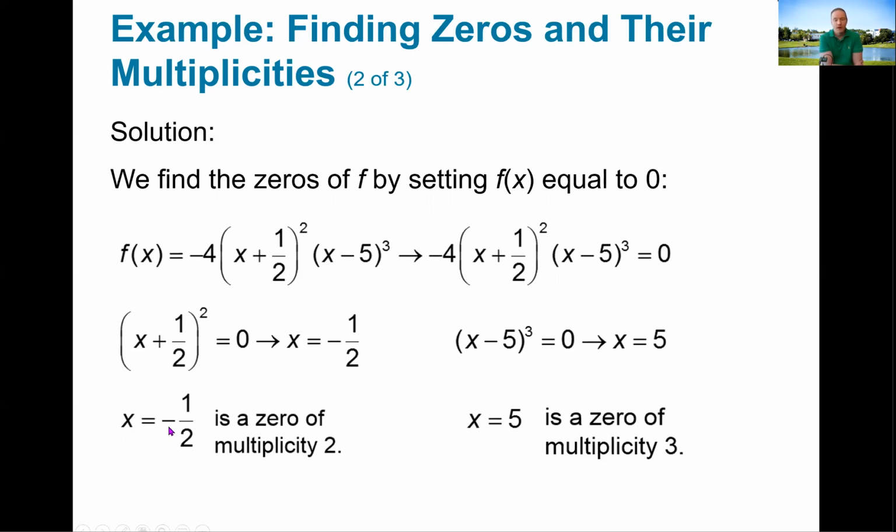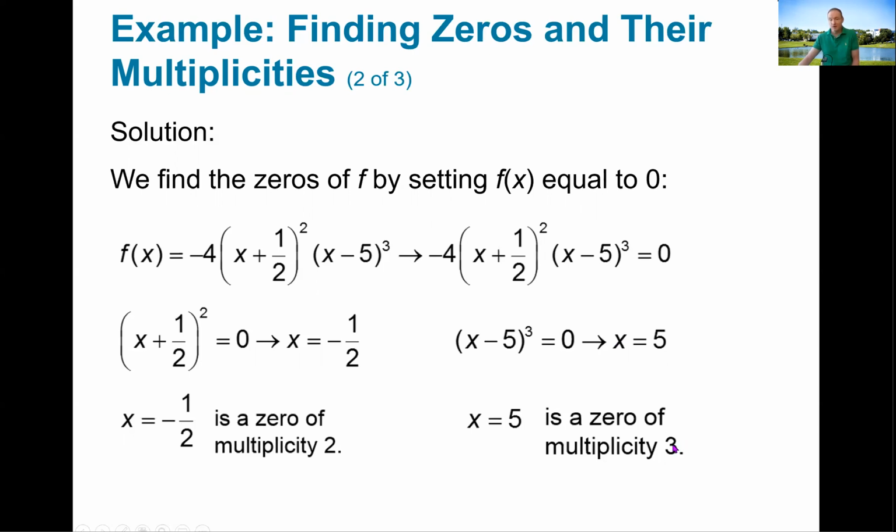Now, at x equals 5, I set the other factor equal to 0. I do get the solution of x equals 5, and I know that that 0, or that solution, remember they're synonyms, occurs 3 times.